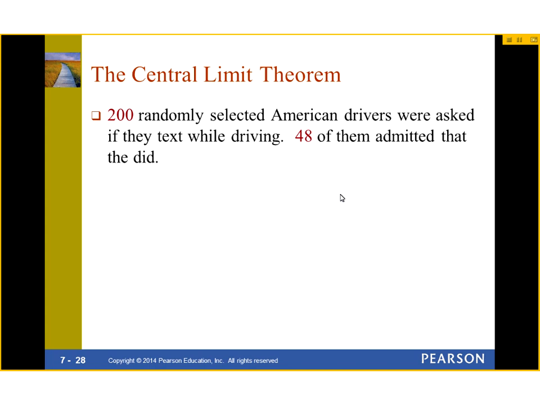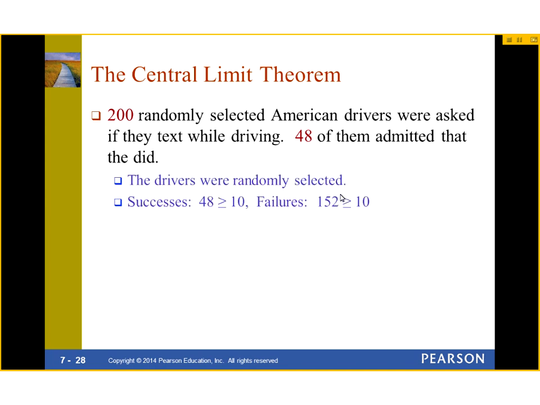All right, so 48 of them admitted that they did. So what is our proportion? Well, first of all, we do have to make sure. Drivers are randomly selected. 48 successes, failures is just 200 minus 48, which is 152, which is greater than 10. Okay, so we are good to go.